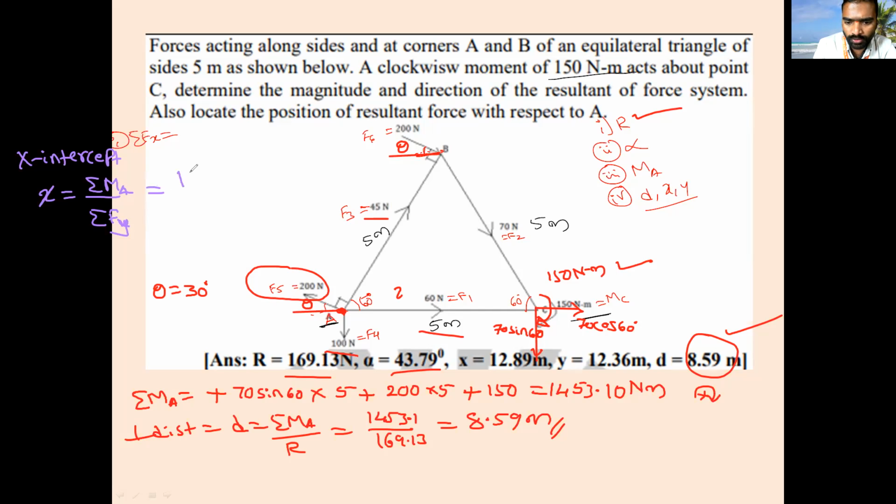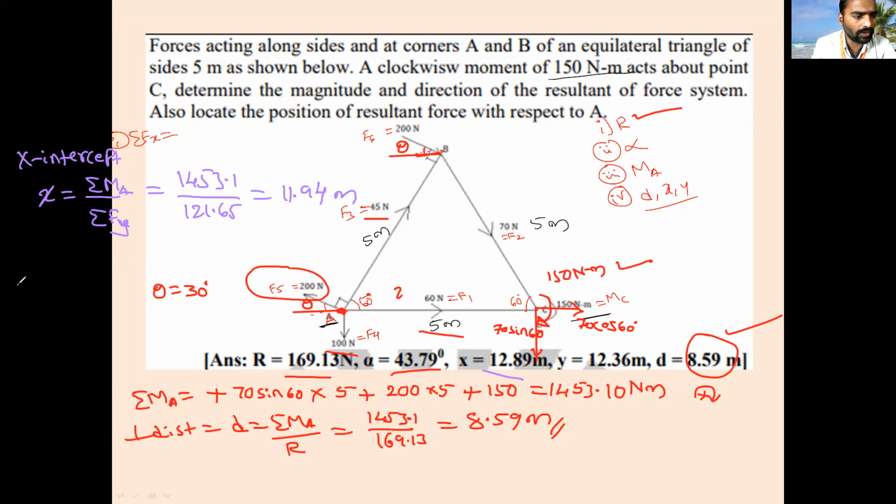So moment about A is 1453.1 divided by sigma Fy. What is the value of Fy? 121.65. Calculate the value of x. 11.94. So here it is 12 point something. Okay, we'll see.